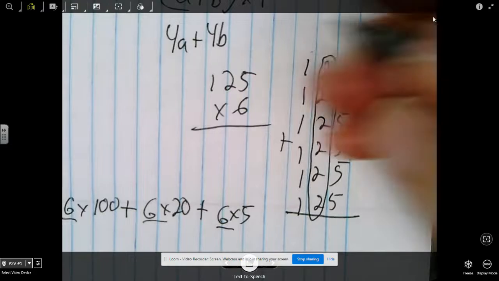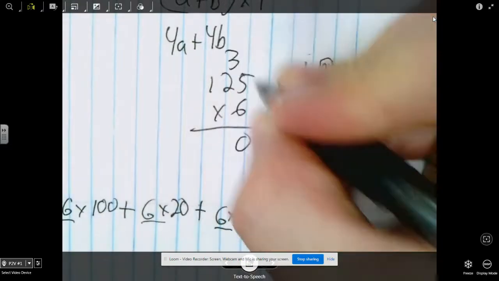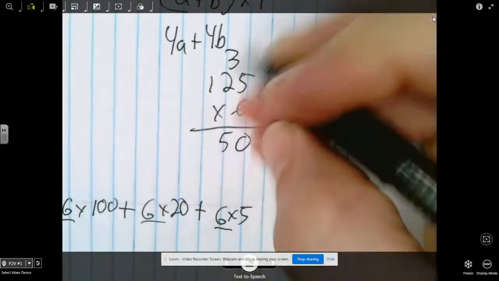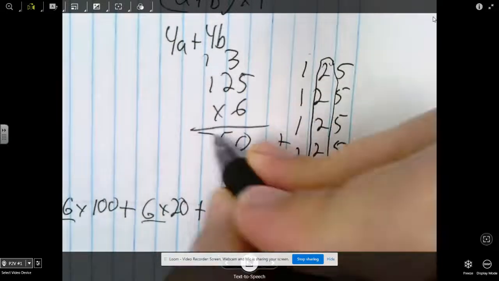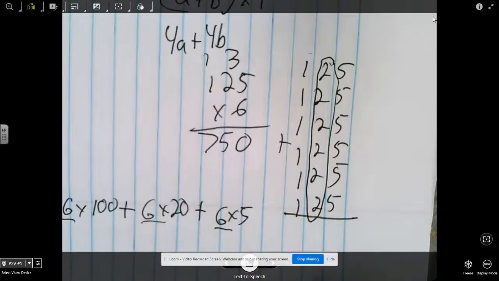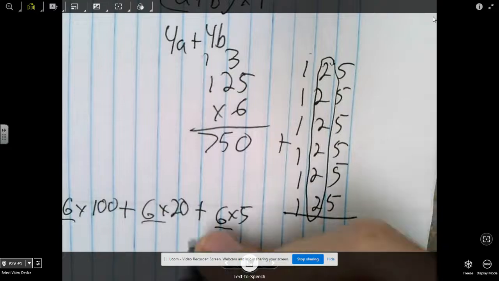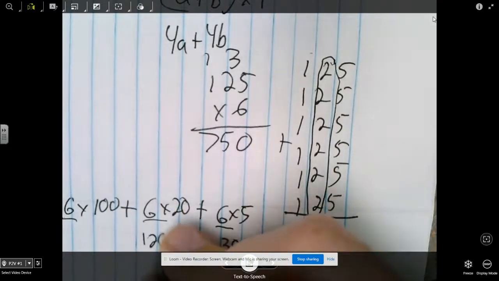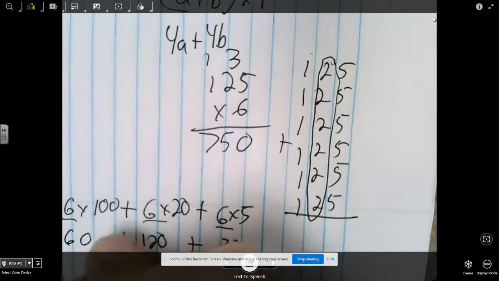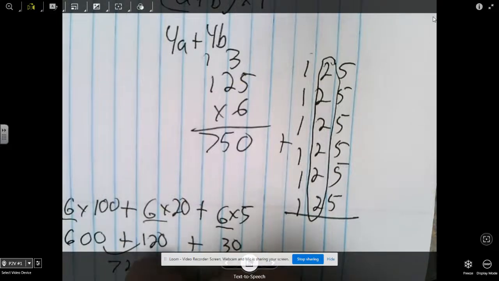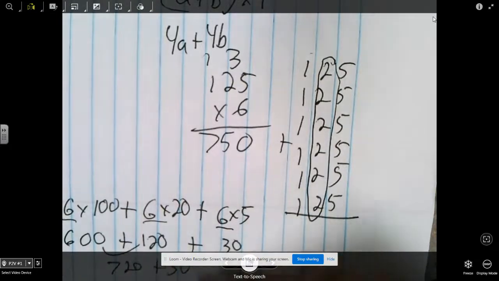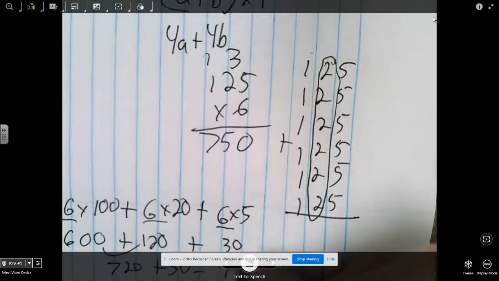And if I multiply it, that's 30. Then I get 120, then 600. I'll get 750. Or if I distribute it, I'll get 30 plus 120 plus 600. This makes 720, and add the 30 to it, we get 750 as well.